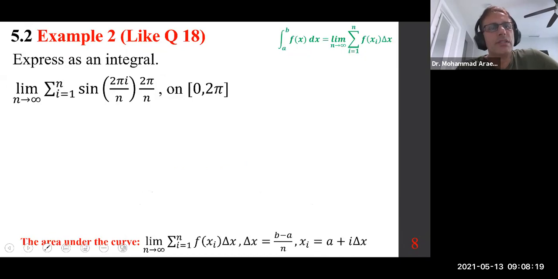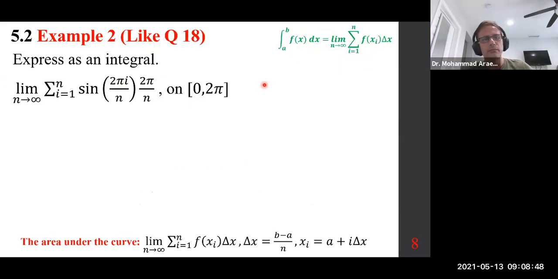We want to express this as an integral, which means write this. This is the definite integral, everybody. The integral from a to b, lower limit, upper limit, f of x dx. And this is the Riemann sum, the limit as n goes to infinity of the summation of f of x sub I delta x. Because it's the limit, that means you're given this, and we want to find this. So a and b are 0 to 2 pi.